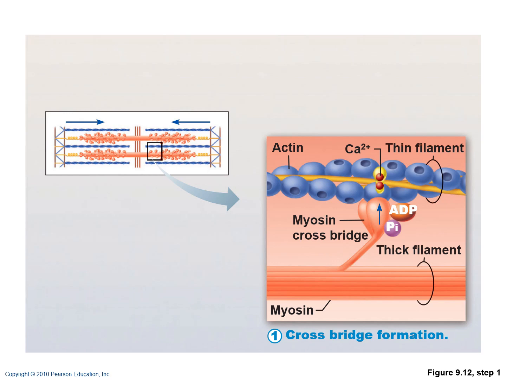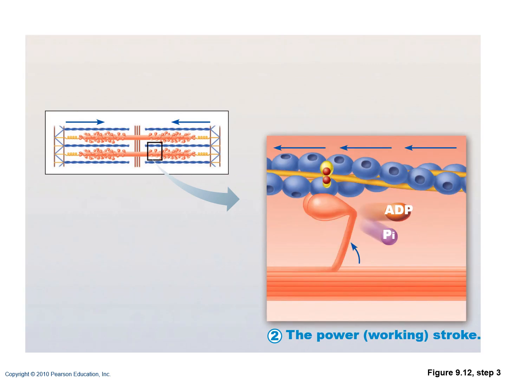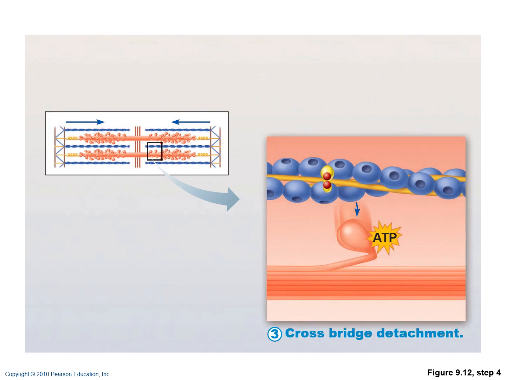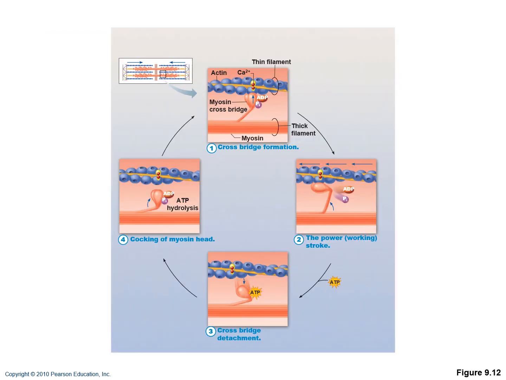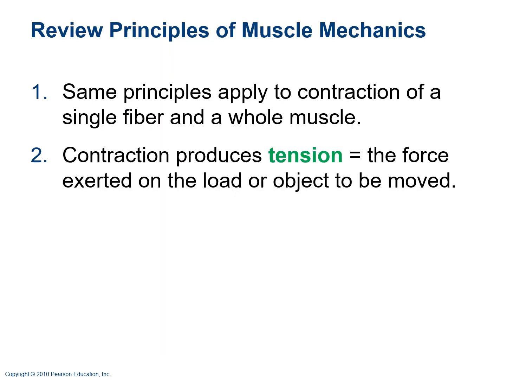Okay, so here we have cross-bridge formation. The energy for that power stroke is derived from the hydrolysis, the splitting, of ATP. Okay, power stroke happens. A new molecule of ATP has to come in and cause the release of the myosin head. It recocks, splits it again, another power stroke.